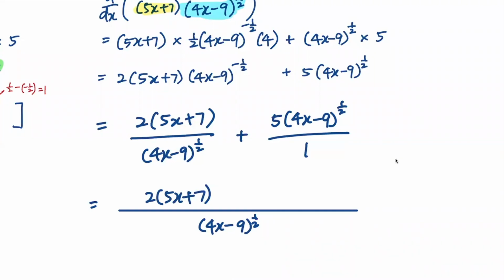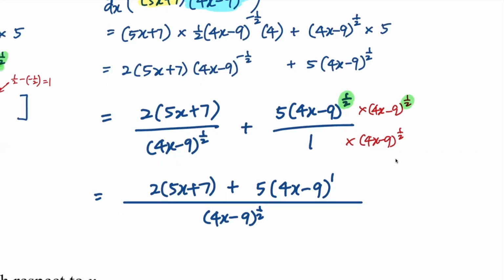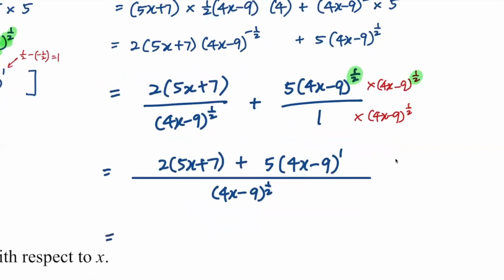But the second one over here, you need to multiply 4x minus 9 power half to the denominator and multiply 4x minus 9 power half to the numerator as well. So what you end up with is the denominator is that, but your numerator, you'll see that you get 5 bracket 4x minus 9 power 1. Where did the 1 come from? Half plus half, because it's the same base, you can add the powers together. And when you take the numerator and expand and simplify, you will end up with 30x minus 31 also.